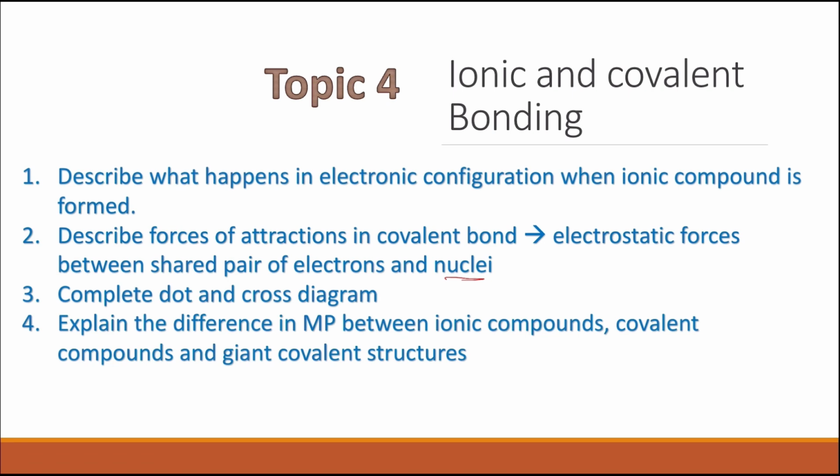And then the giant covalent structures have covalent bonds all around the structure. One molecule that is not in the specification but they like to ask about is silicon dioxide. Silicon dioxide is basically sand, and this is a giant covalent structure. So it has a high melting point as well because there are covalent bonds all over the structure, and you need to break these covalent bonds in order to melt it.